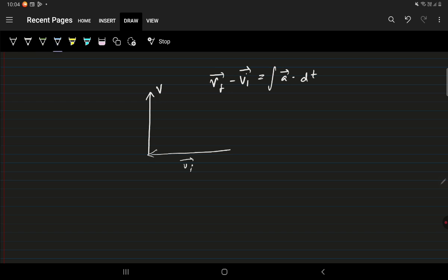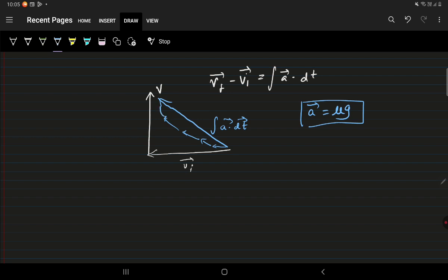This blue one now represents the net value of integral a dot dt vector. We know that a is constant, which is equal to mu g, and this is the maximum acceleration that can be attained by the car. Now integral a dot dt, maybe a dt's may form some vector like this, but the resultant will be the bigger straight line, that is the blue vector.